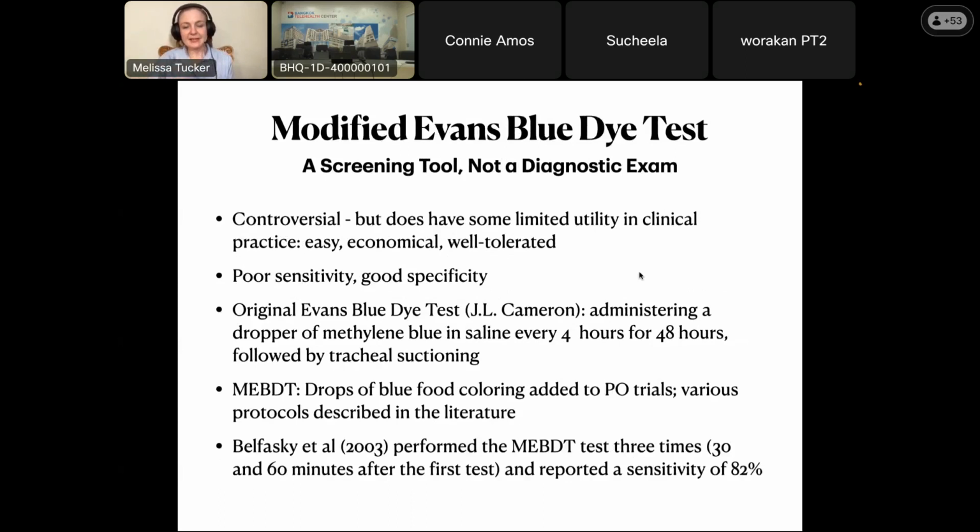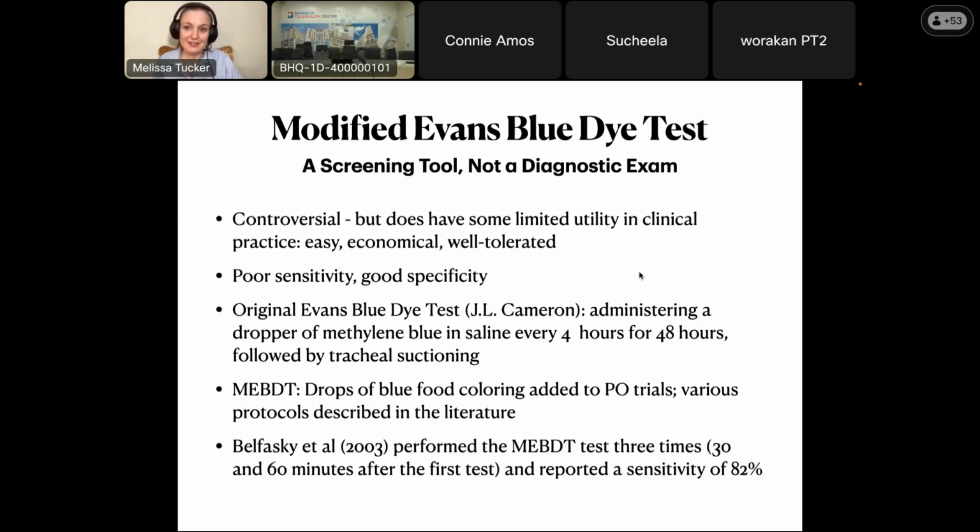I'd like to talk about the modified Evans Blue Dye test. This is a controversial subject. It was used more earlier in my career when I began practicing, and it's kind of fallen out of favor. What I want to emphasize is that it's a screening tool. It's not a diagnostic examination. I do feel that it has some utility in clinical practice. It's easy, it's economical, it's well tolerated, but you have to know how to use it as a tool in your toolbox.